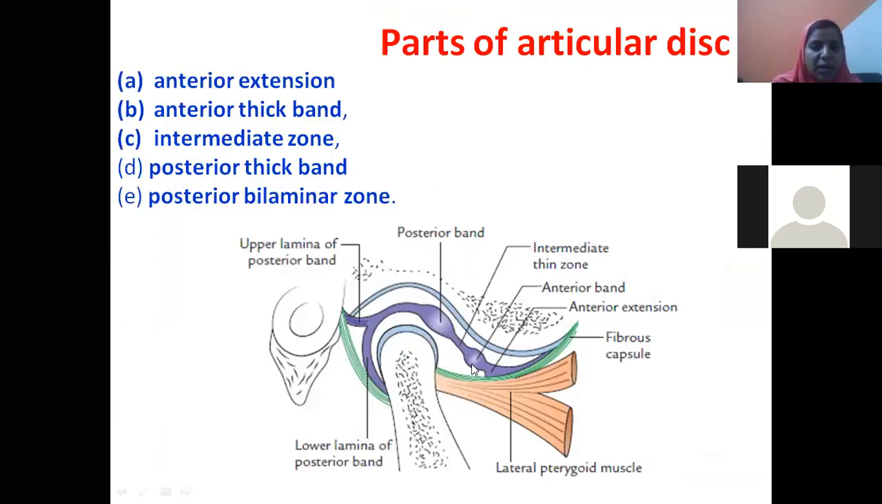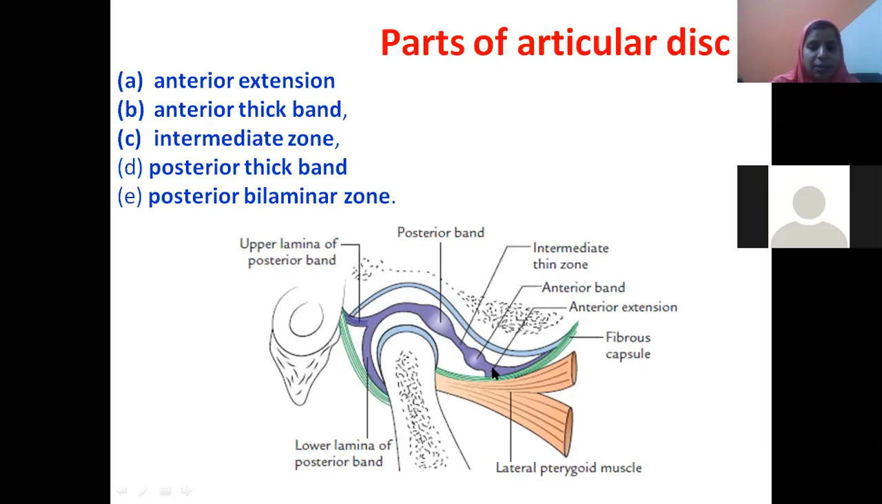Now, parts of the articular disc. Now see, this is all completely articular disc. Now see here, it has an anterior extension, which is towards the fibrous capsule. Then we have the anterior thick band. Then we have the intermediate zone. Then we have the posterior thick band. Then this is the posterior bilaminar zone. So these are the parts of the intra-articular disc.